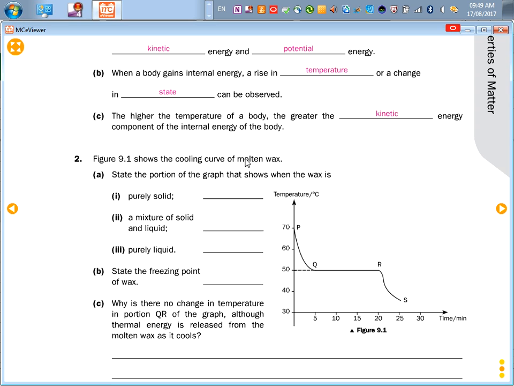Okay, now we have wax. It is a cooling curve. So as time increases, the temperature goes down because it is cooling. When is it purely a solid? RS is a solid. How do we know?